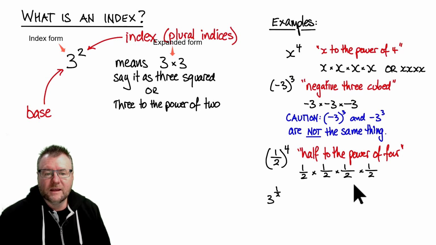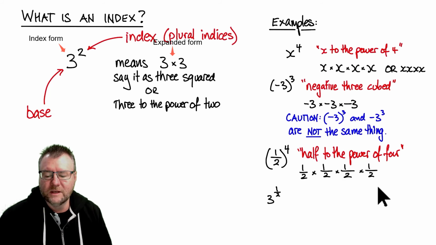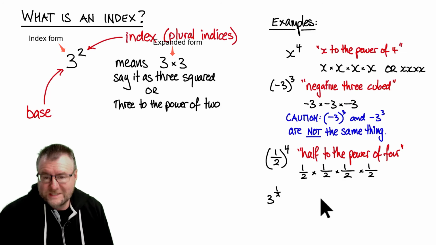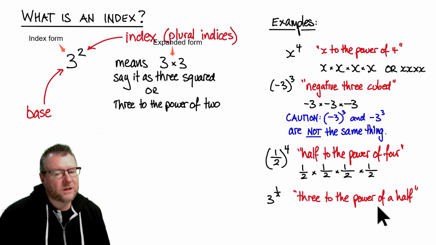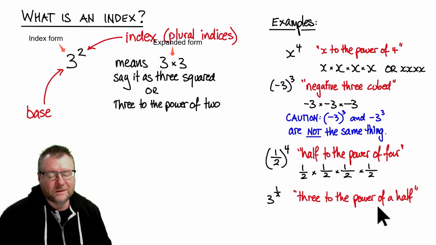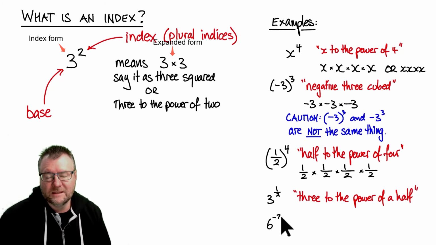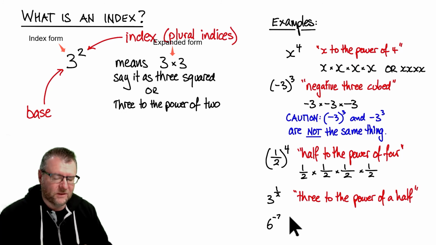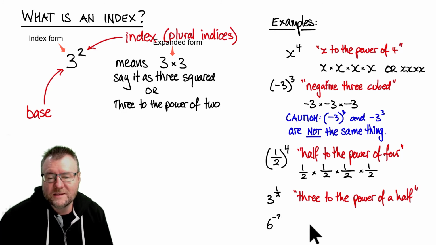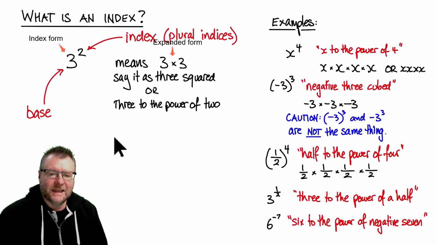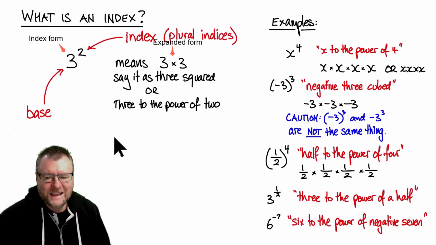A couple of others that we're not going to go into until maybe further down the track in the videos, but you can also have fractions in the index. This we would say as 3 to the power of a half. Now I'm not going to write that in its expanded form because it gets a bit weird. We'll look at that in a future video. And finally, you might have negative numbers in the index. Once again, they have some different things going on there, but we would just say that as 6 to the power of negative 7. But for the moment, we're just going to deal with some basic indexes and we'll get into some of the more complicated ones as we go along.